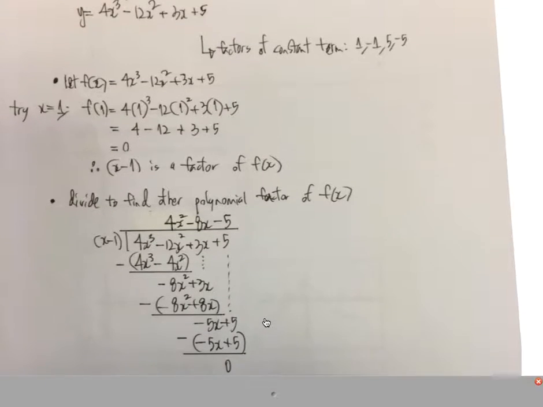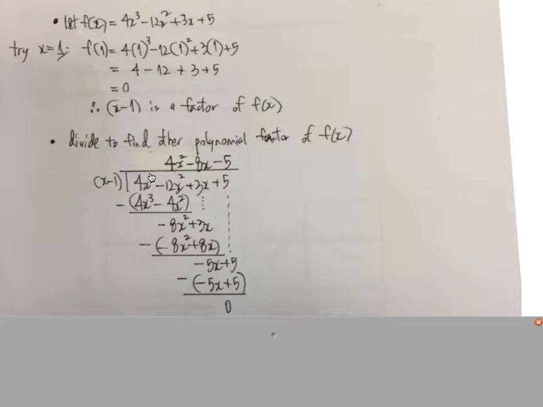So what does that tell us? Well, that basically tells us that this polynomial is equal to the product of x minus 1 times this quadratic function.